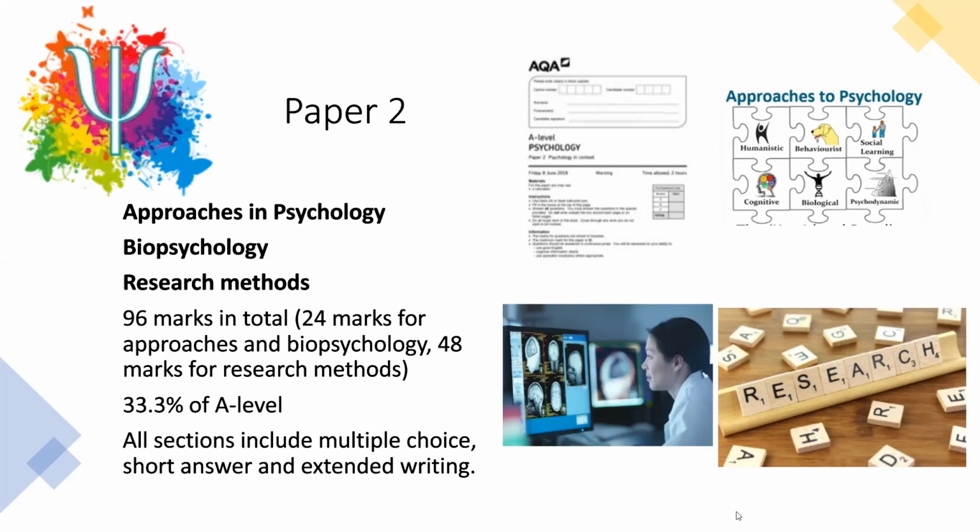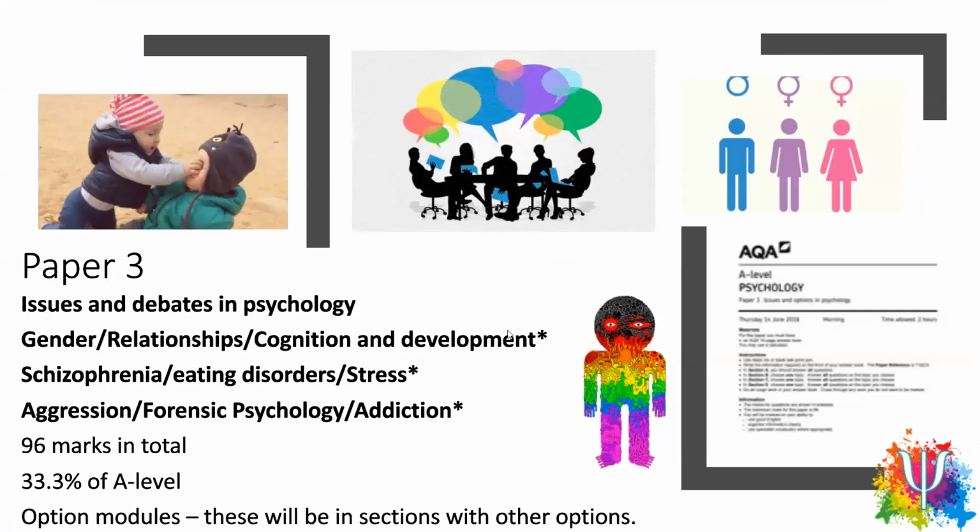Okay, then your paper 3 is a little bit different. Okay, so in paper 3, you have a section which is called issues and debates. So this is when we literally look at the big issues and debates within psychology.